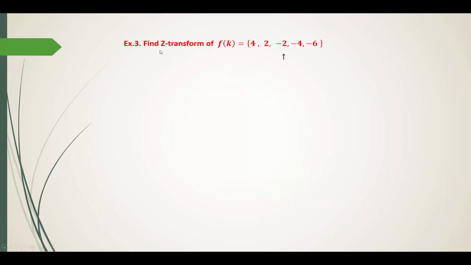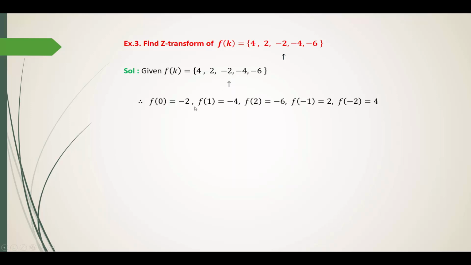Example 3, find the Z transform of the sequence f of k equal to 4, 2, -2, -4, -6. Given sequence f of k equal to 4, 2, -2, -4, -6. The arrow here means this is the value of the function at k equal to 0, meaning f of 0 is -2, f of 1 is -4, f of 2 is -6, f of -1 is 2, f of -2 is 4.